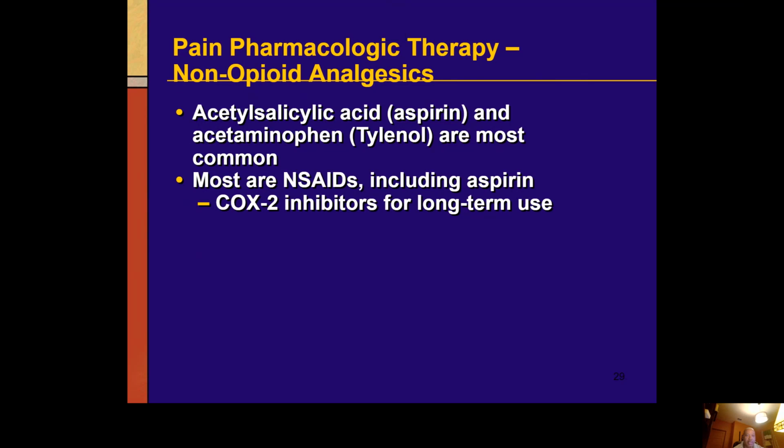And let's see, we actually almost finished. As far as pain, pharmacologic therapy for your non-opioid analgesics: acetylsalicylic acid or aspirin and acetaminophen are among the most common medications used. Most are NSAIDs, including aspirin. They are COX-2 inhibitors for long-term use. Now, your non-opioids are available in a variety of formulations and given by multiple routes of administration, even rectally. The non-opioids are often combined in a single tablet with opioids such as oxycodone or Percocet, or hydrocodone, also known as Vicodin, Norco, and ibuprofen, and are very popular for the treatment of mild to moderate acute pain.